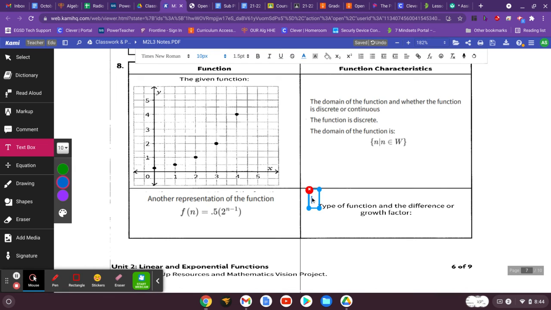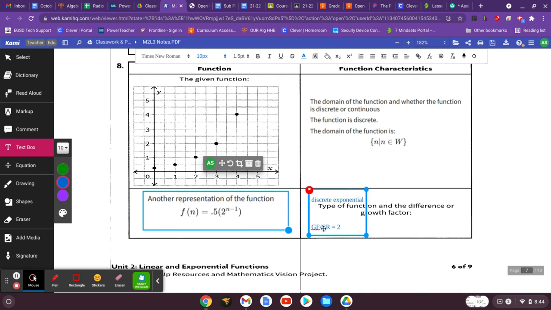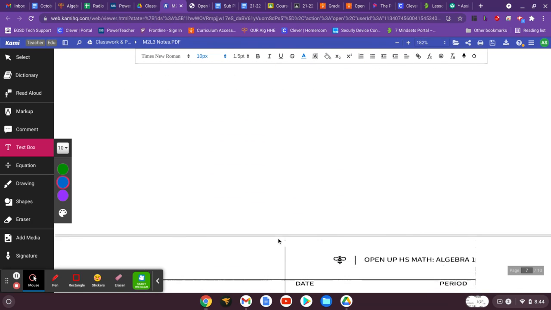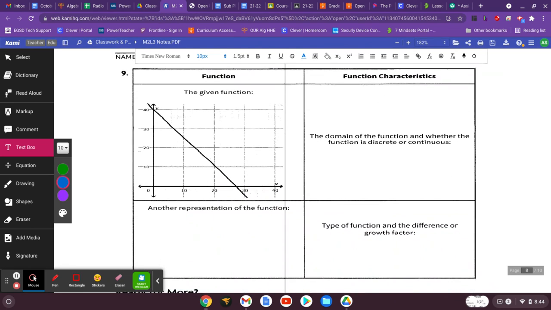All right, and so that means we have a discrete exponential, and then our growth factor or common ratio is, and we said we were doubling, and right there is the common ratio in our equation on that one. All right, so this last one, you should have whatever's left, right? That should be it. So if you want to pause and make sure these are correct so far, great. Otherwise, I'm just going to keep going here.